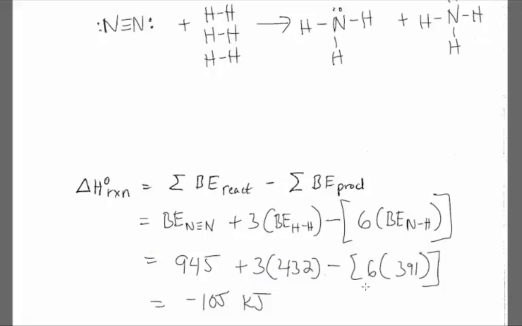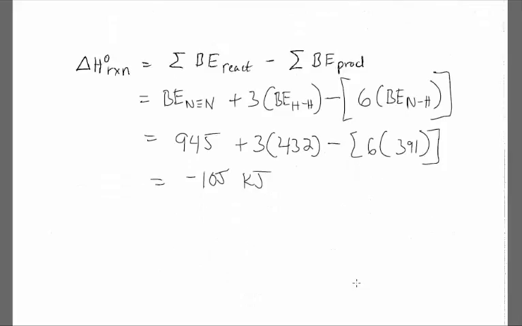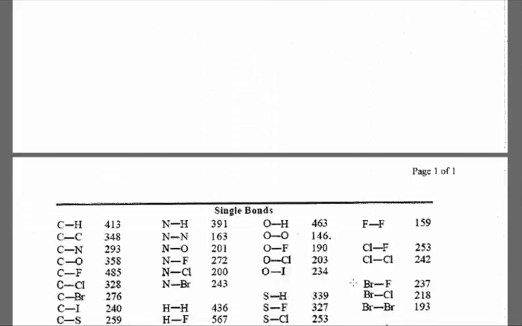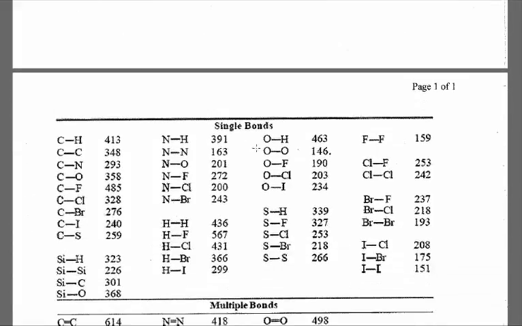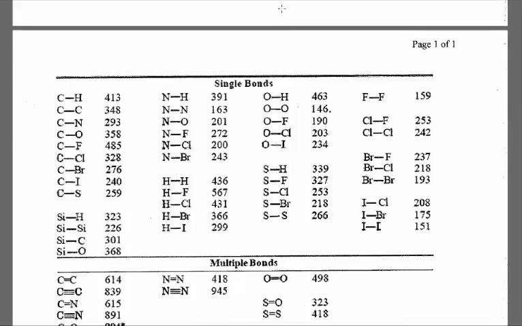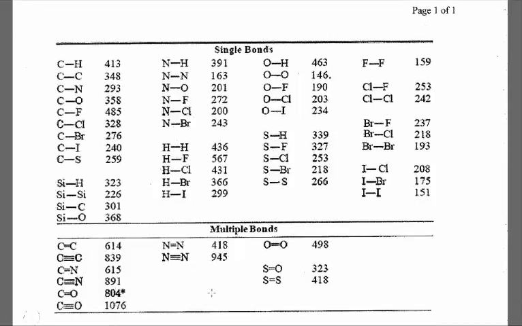105. All right, so here is a table of bond energies that we use to solve these. It looks something like this. And there's usually a section for single bonds, and there's a section for multiple bonds. Here's the nitrogen-nitrogen triple bond, 945 that we used. There's also a double bond for nitrogen, and there is also a single bond. So make sure you pick the right bond, whether it's double, single, or triple bond, because the energies vary greatly.